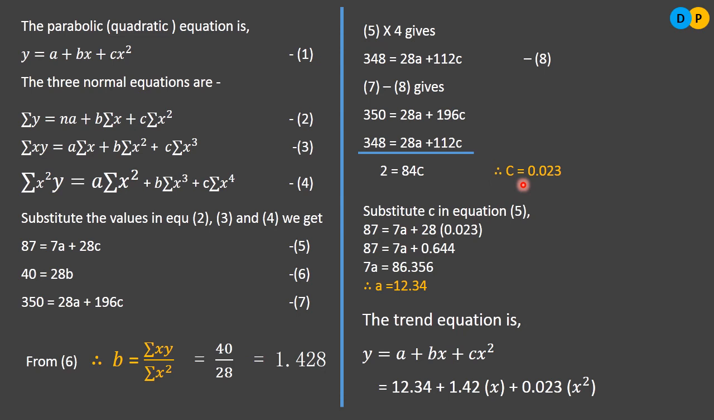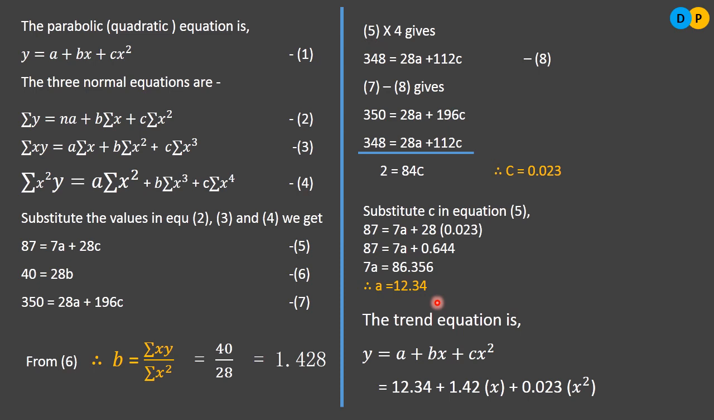Now we got the value for b as well as for c. So we are left with only the a value. Let us substitute the value of c in either equation 5 or equation 7. Substituting c in equation 5, we will be getting the a value as 12.34. Now we got all three constant values, a, b as well as c.